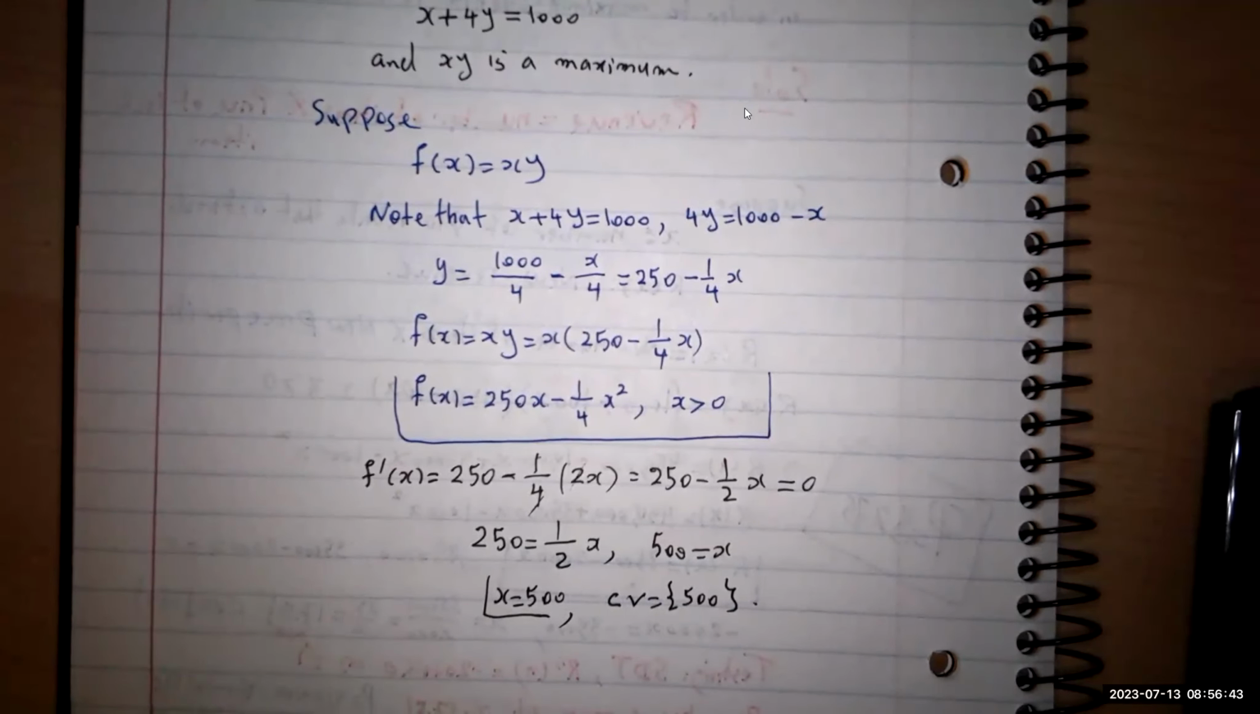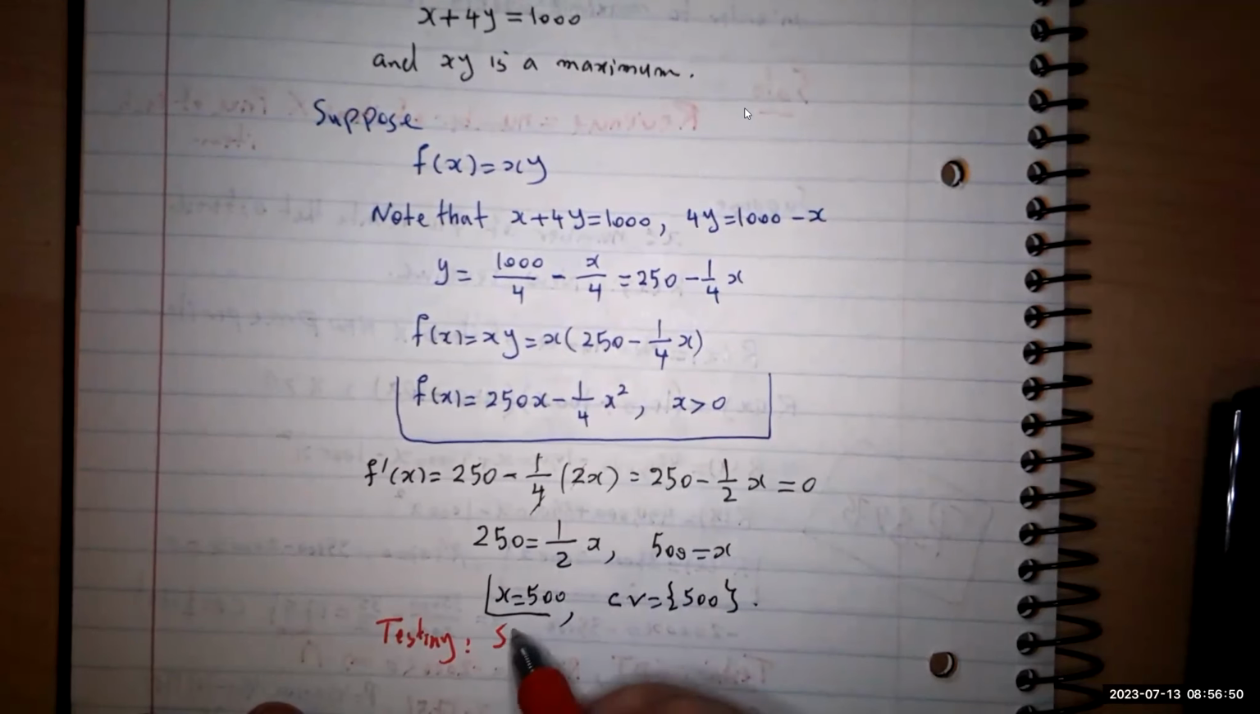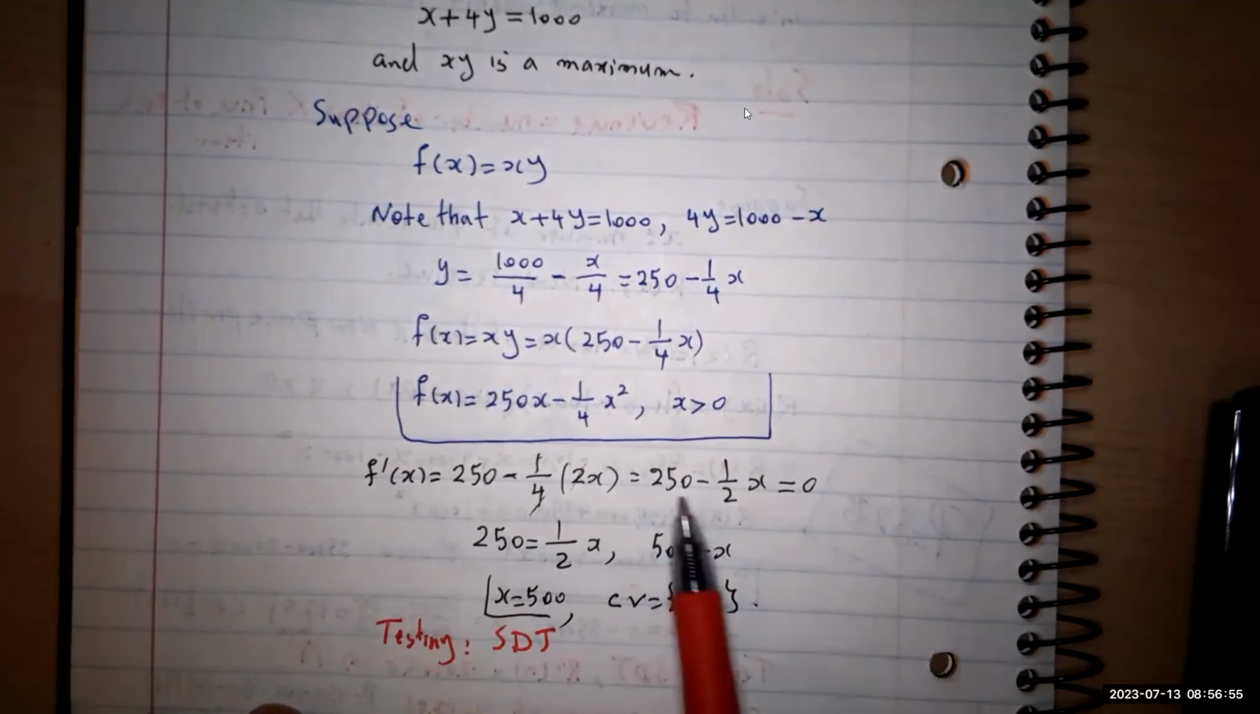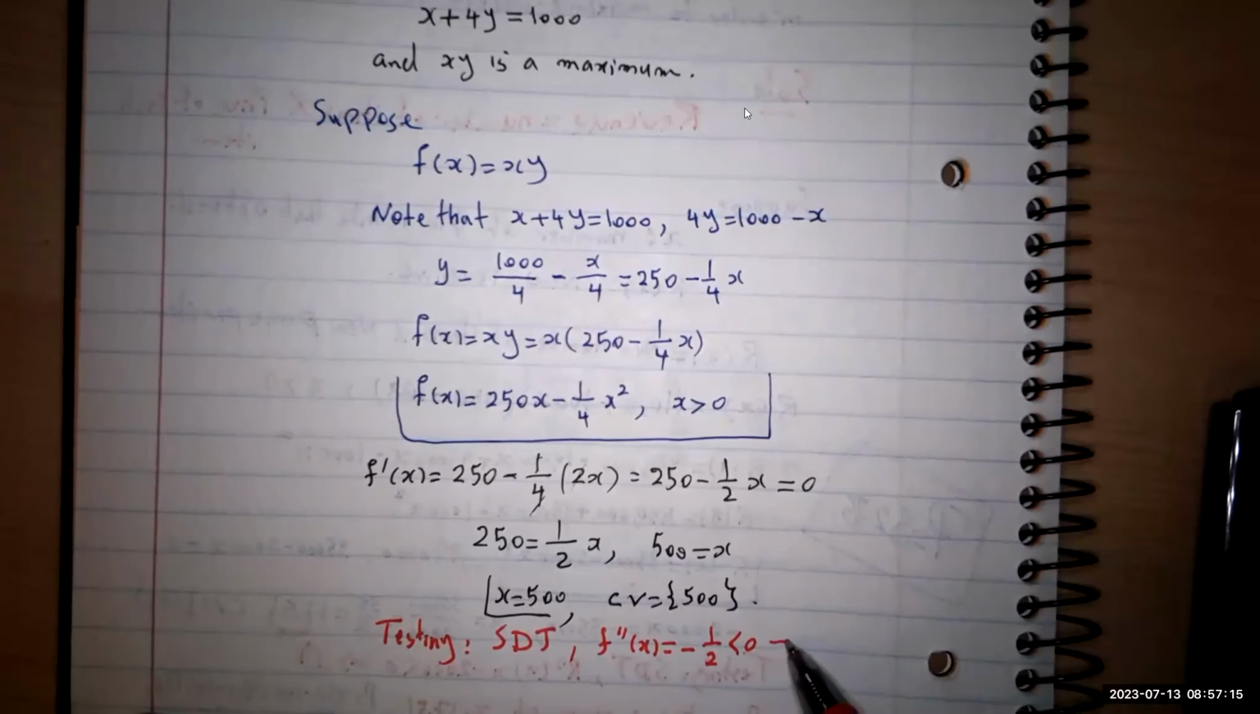And the second derivative test. Remember, all these problems must be tested. Testing, second derivative test. This is f prime. Bring the f double prime. So if you take f double prime, the derivative of 250 would be 0, the derivative of negative 1/2 x would be negative 1/2, which is negative. F double prime negative means you have concave down. So the concave down will give you a maximum.